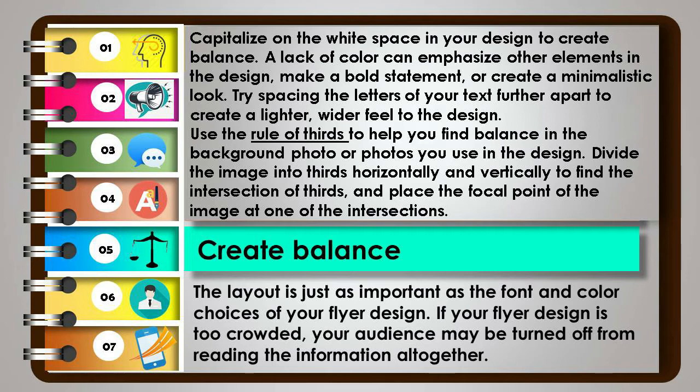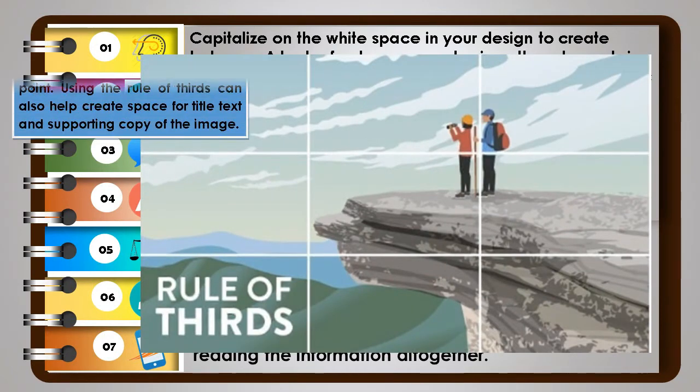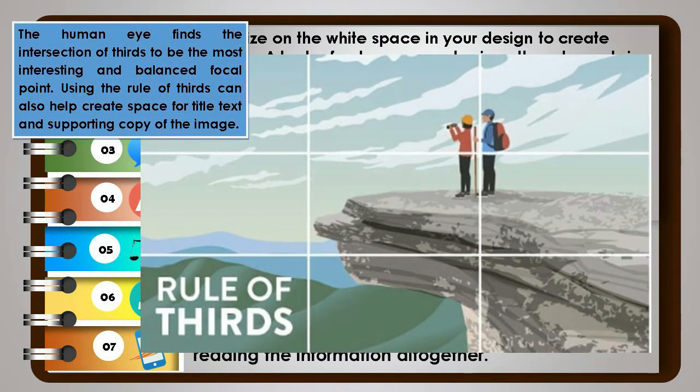Use the rule of thirds to help you find balance in the background photo or photos you use in the design. Divide the image into thirds horizontally and vertically to find the intersection of thirds, and place the focal point of the image at one of the intersections. Example: a human eye finds the intersection of thirds to be the most interesting and balanced focal point. Using the rule of thirds can also help create space for title text and supporting copy of the image.